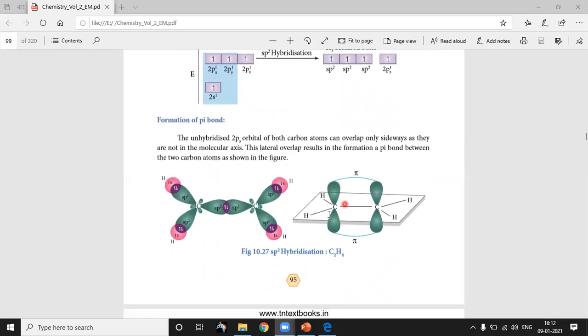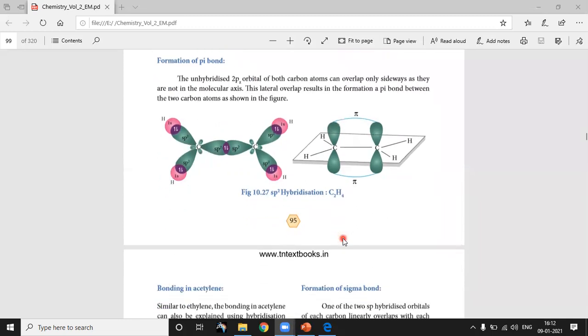See here, let us see this picture. Here you see the carbon and another carbon. Now here it is doubly bonded. Now here one bond and here another bond. So that two hydrogens are present here, right? So here the overlapping takes place in the sideways form. Okay. So that we are having double bond formation, that is the pi bond formation.